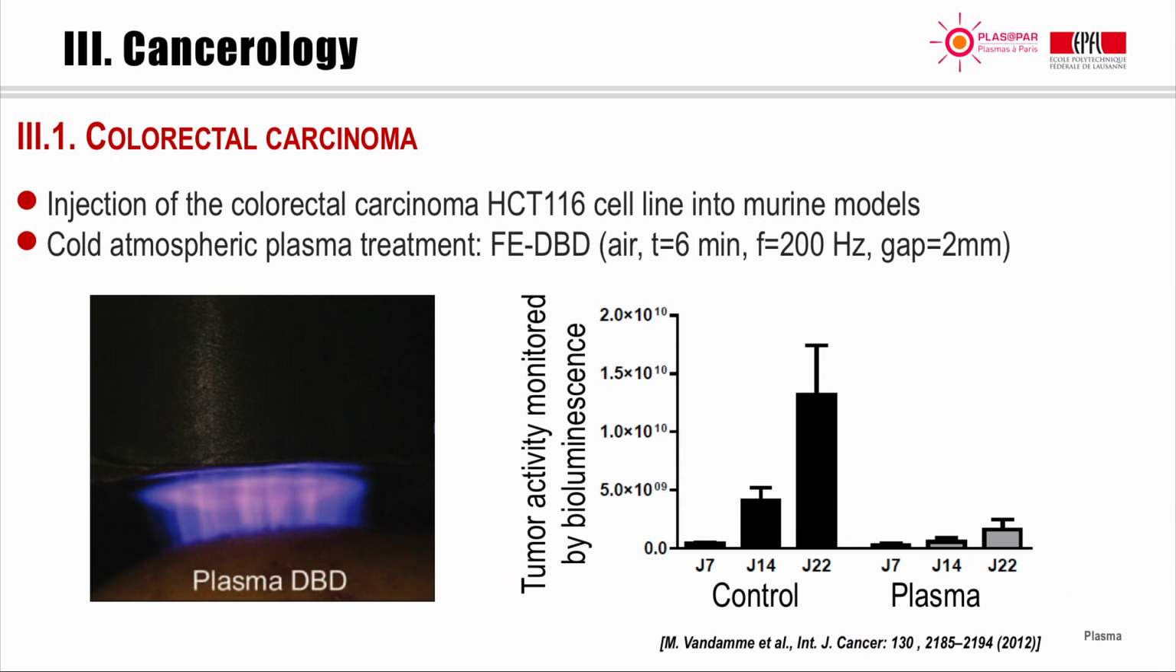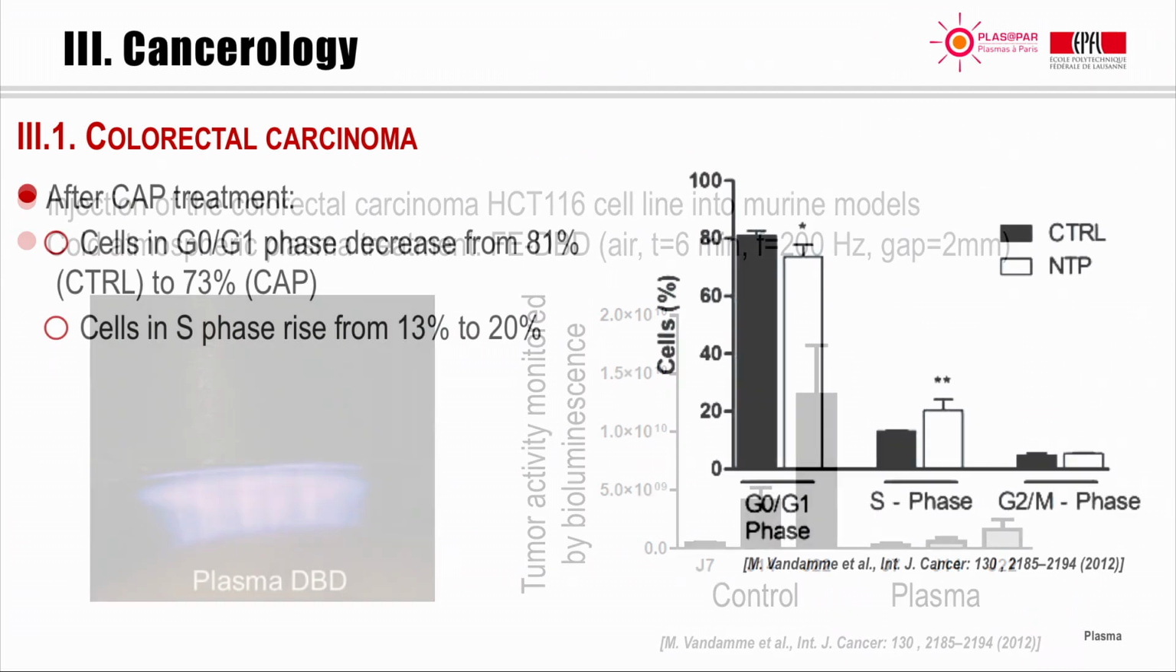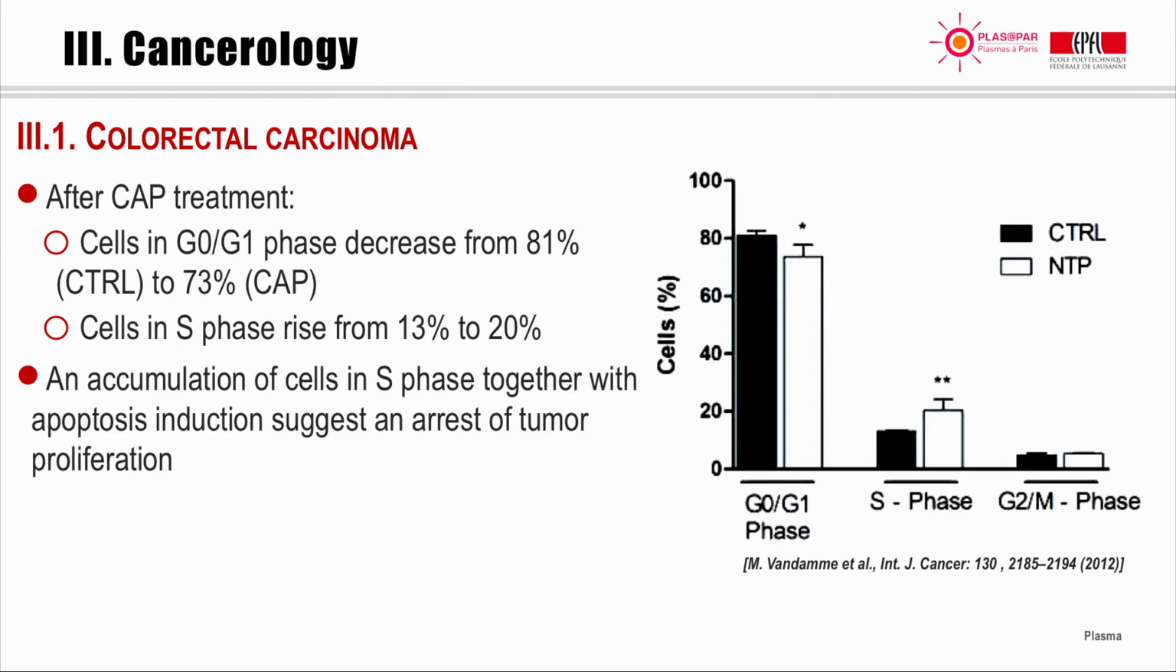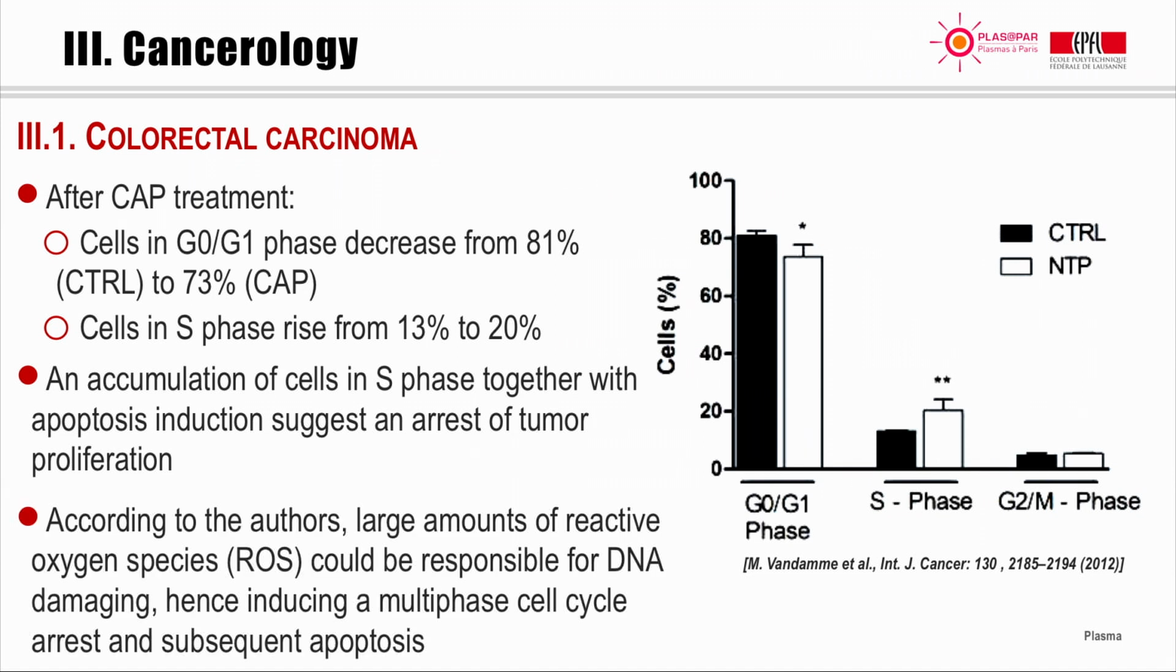After the plasma treatment, a decrease of cell percentage in the G0, G1 phase has been obtained. Simultaneously, the cells in the S phase rise from 13 to 20% after plasma exposure. An accumulation of cells in S phase together with apoptosis induction suggests an arrest of tumor proliferation. A large amount of reactive oxygen species can damage DNA, inducing a multi-phase cell cycle arrest and subsequent apoptosis.